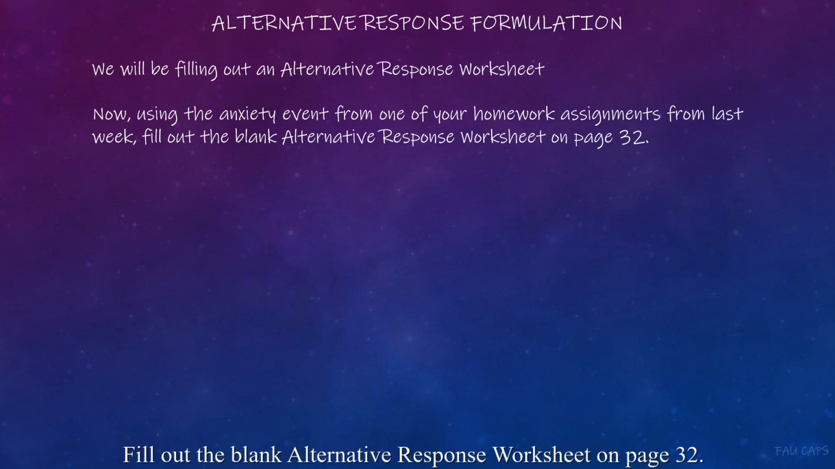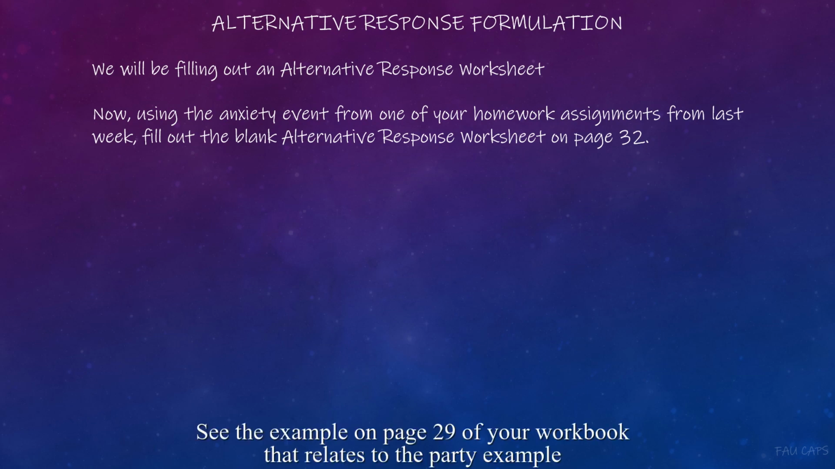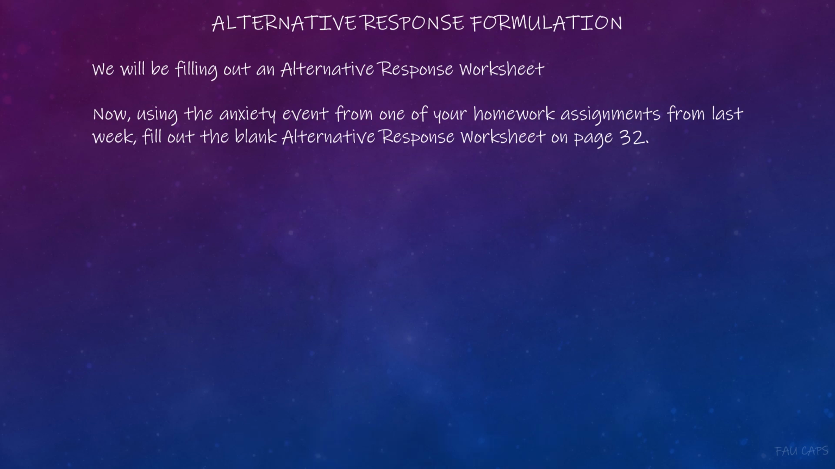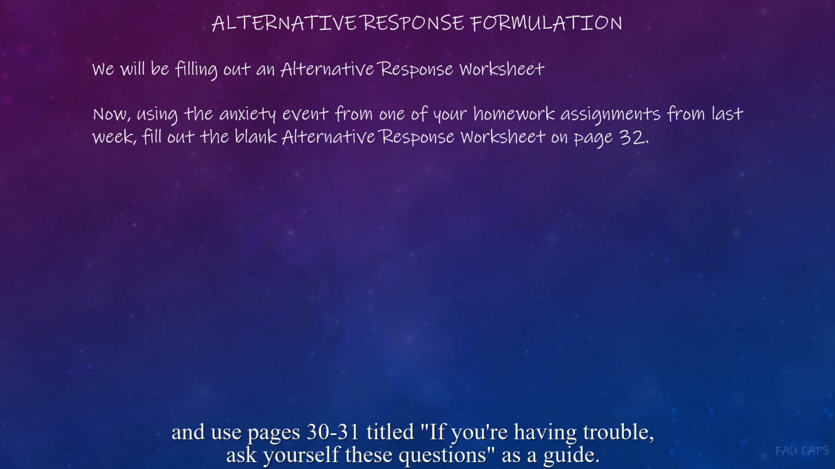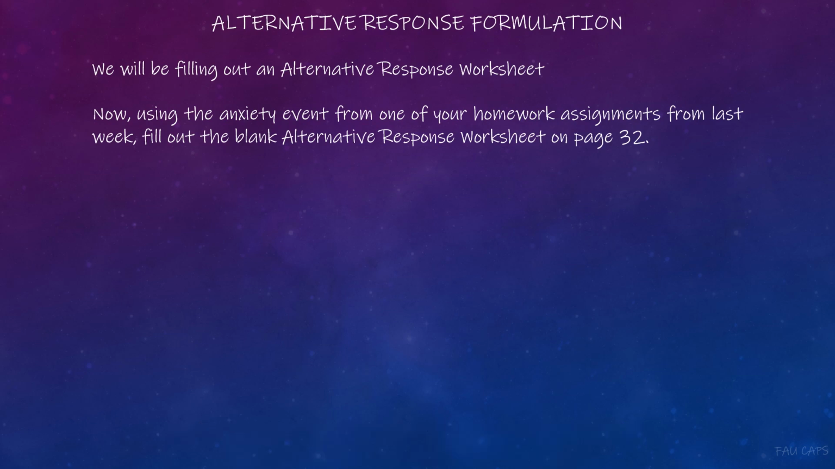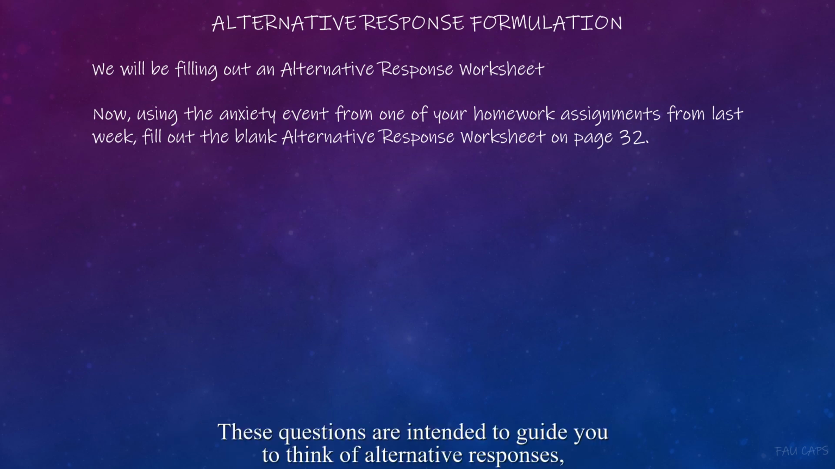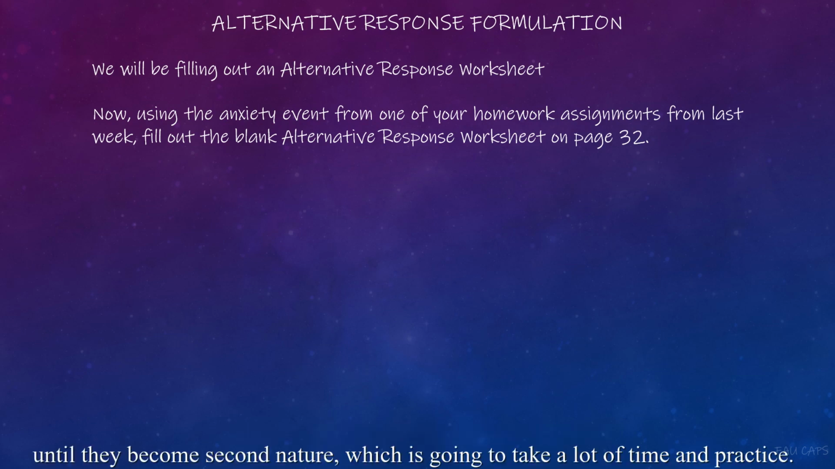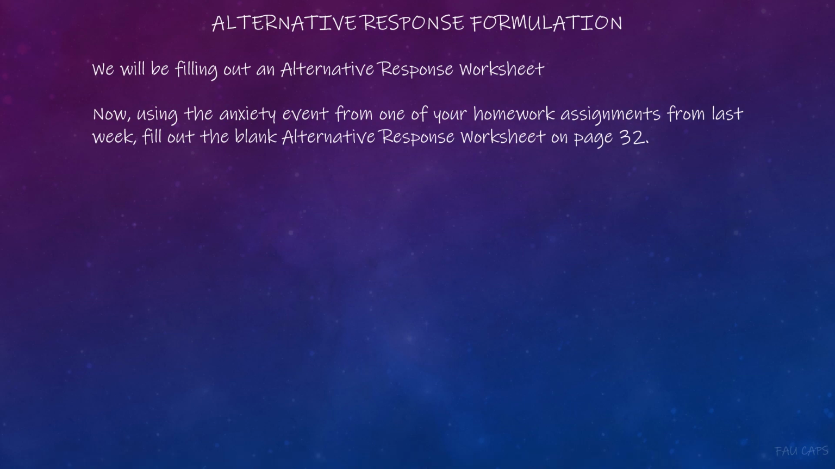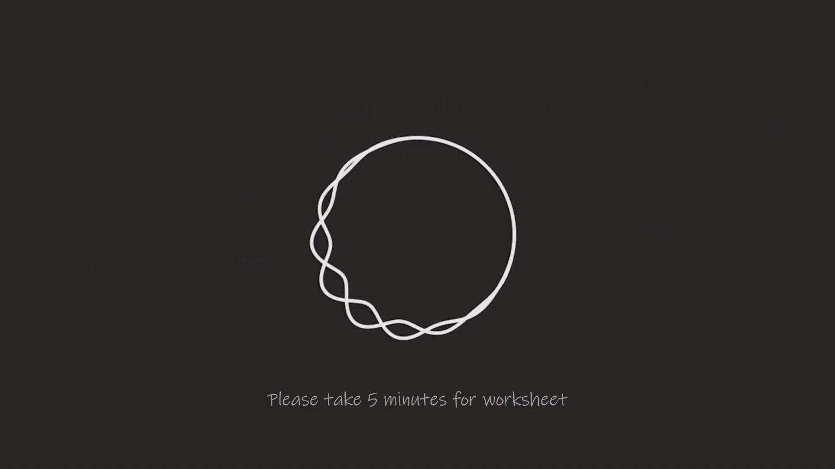We will be filling out an alternative response worksheet, which corresponds to an anxiety-provoking event from one of your homework assignments. Fill out the blank alternative response worksheet on page 32. See the example on page 29 of your workbook that relates to the party example, and use pages 30 through 31, titled If You're Having Trouble, Ask Yourself These Questions, as a guide. These questions are intended to guide you to think of alternative responses until they become second nature, which is going to take a lot of time and practice.